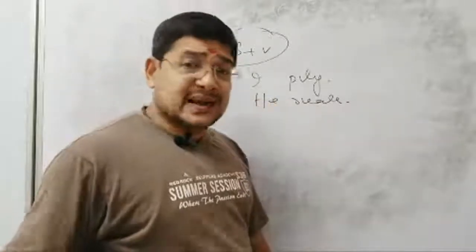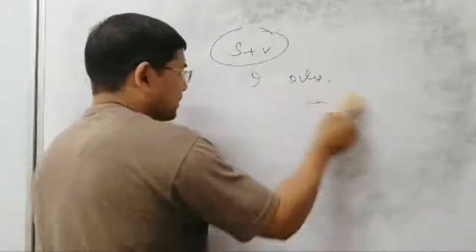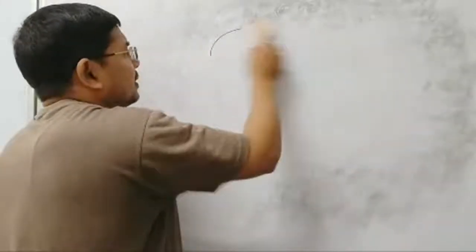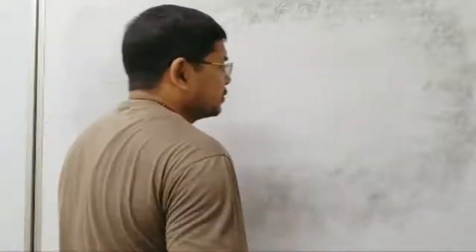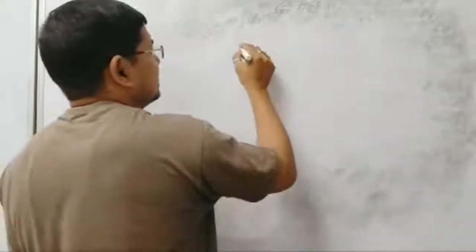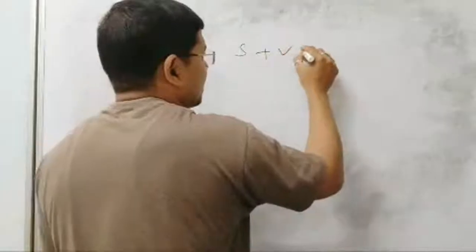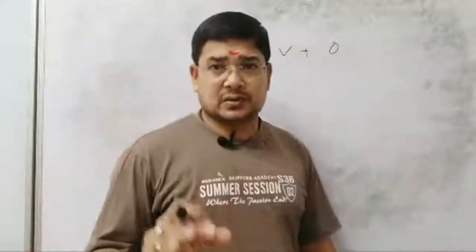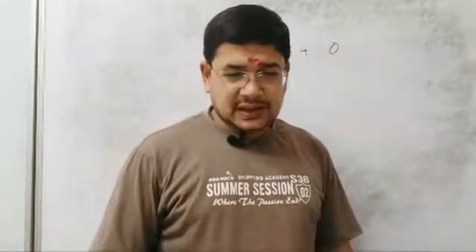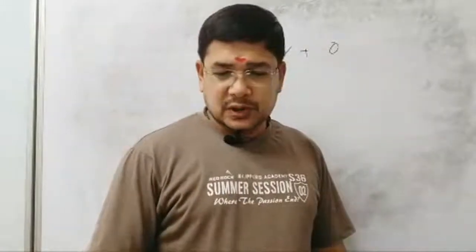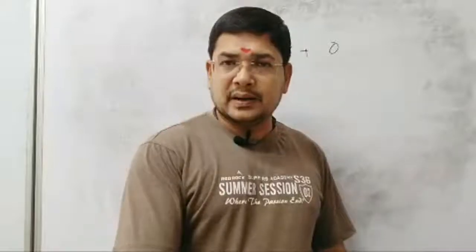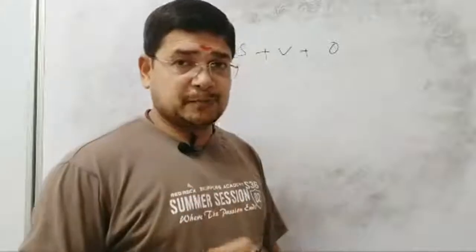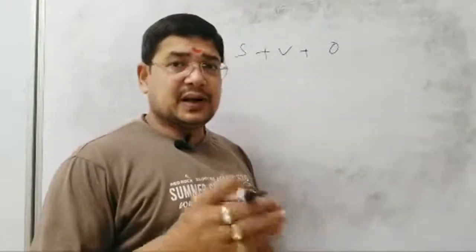Okay, let us go to the second pattern. The second pattern that we use vividly in English is subject plus verb plus object, SVO. This is the structure, the second pattern that we use. SVO: subject, then transitive verb, and object.